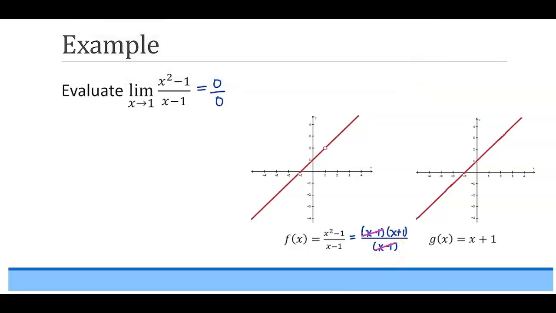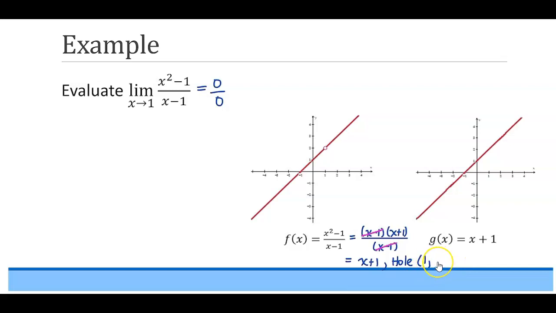So what we have left over is just x plus 1. So we have x plus 1, which is a linear function, but there is a hole in the graph at the x value that makes that linear factor that we canceled equal 0. Well, the x value that makes this linear factor x minus 1 equal 0 is positive 1. So there's a hole at positive 1.